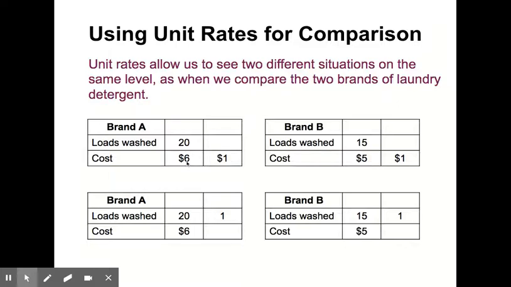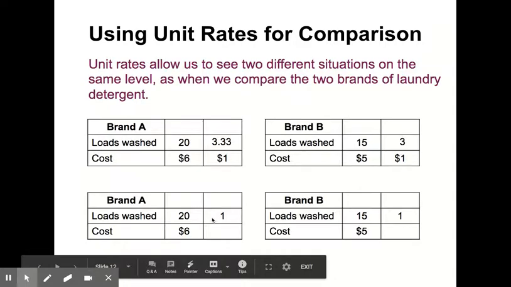So for example, if I want 6 to become 1, I would divide by 6. So then I would divide 20 by 6 and I would get 3.33. I want 5 to become 1, I divide that by 5. I divide the 15 by 5 and I get 3. And we can see that you get more detergent out of $1 for brand A than you would out of brand B.